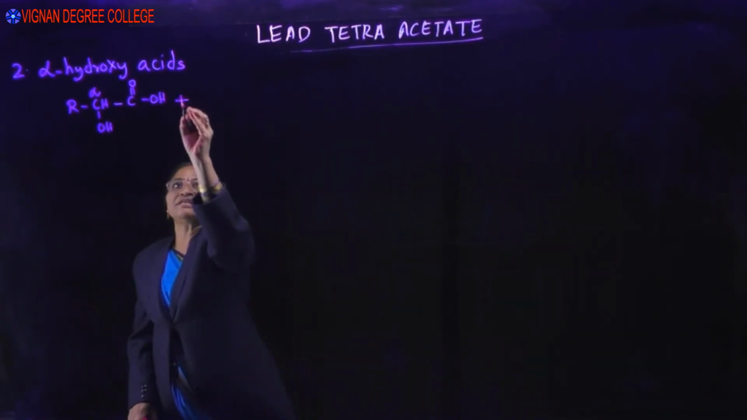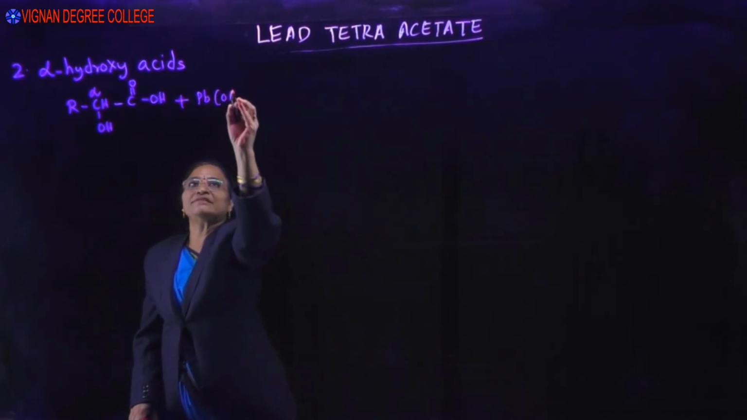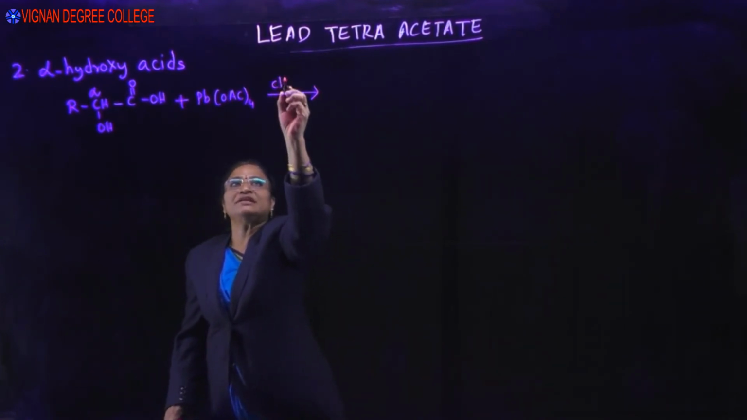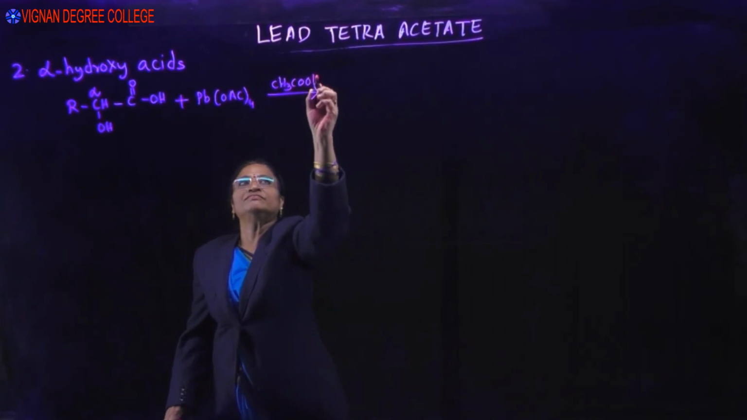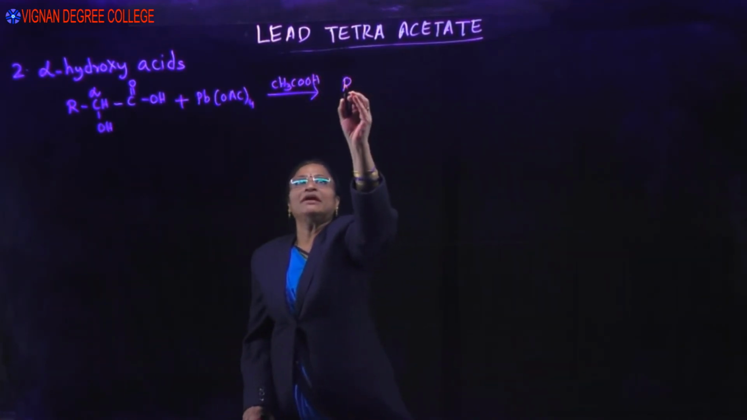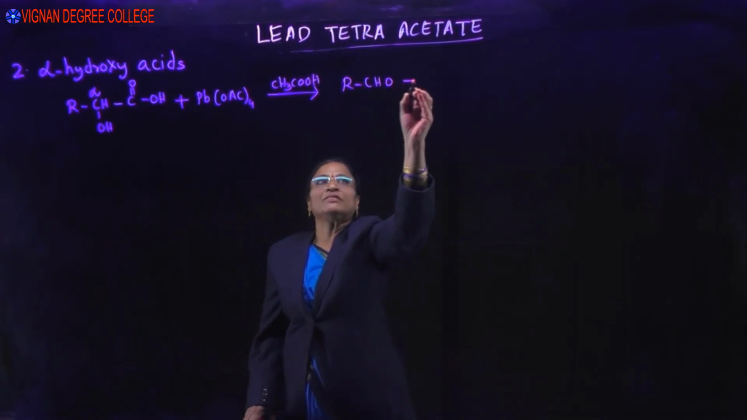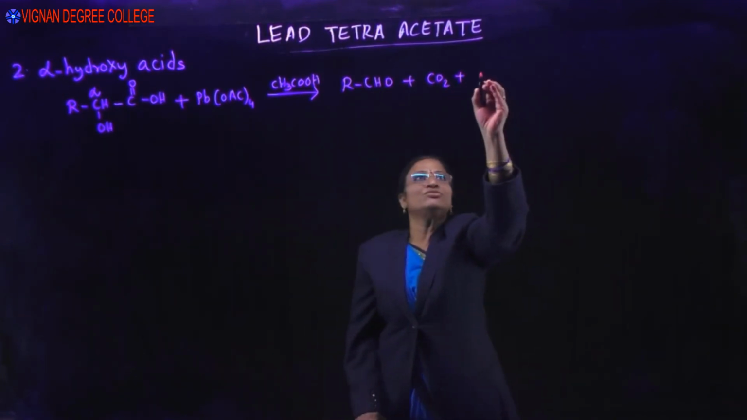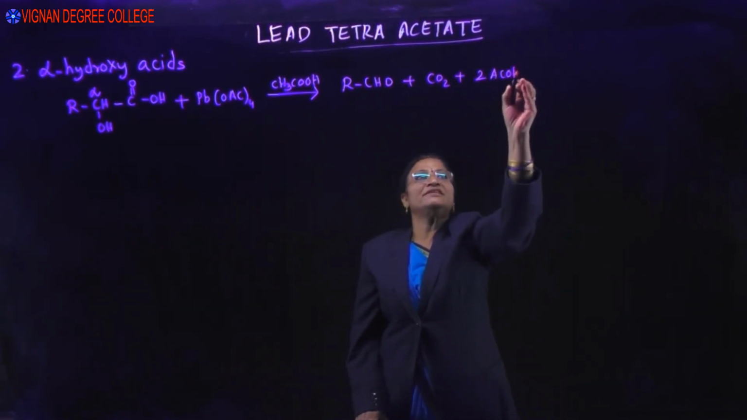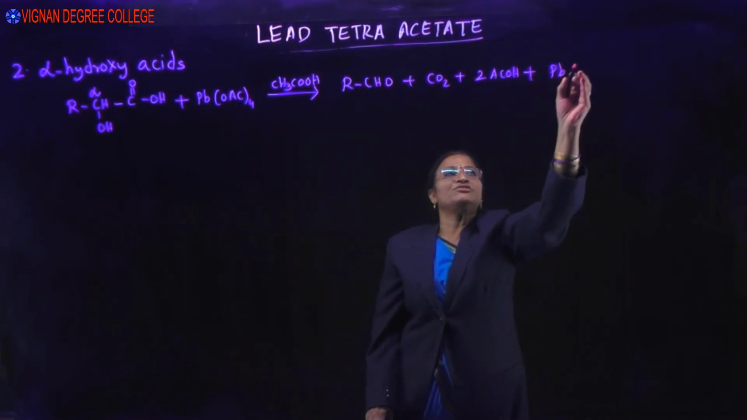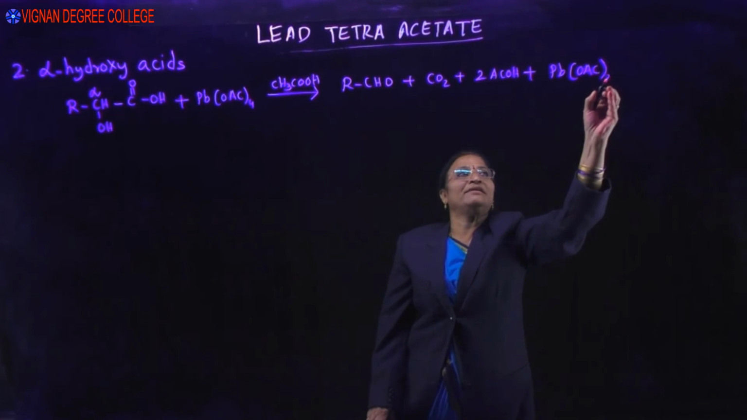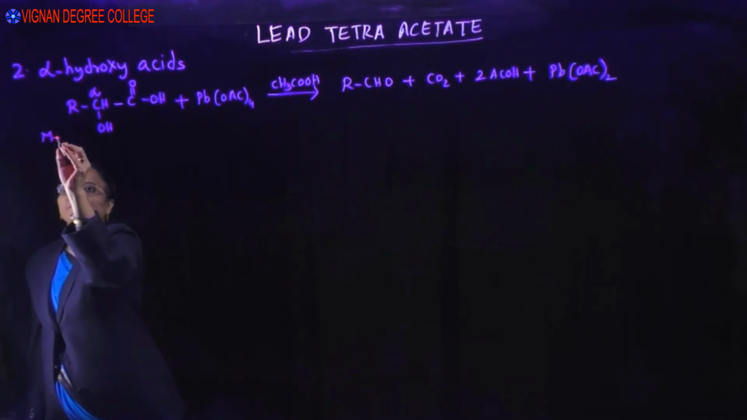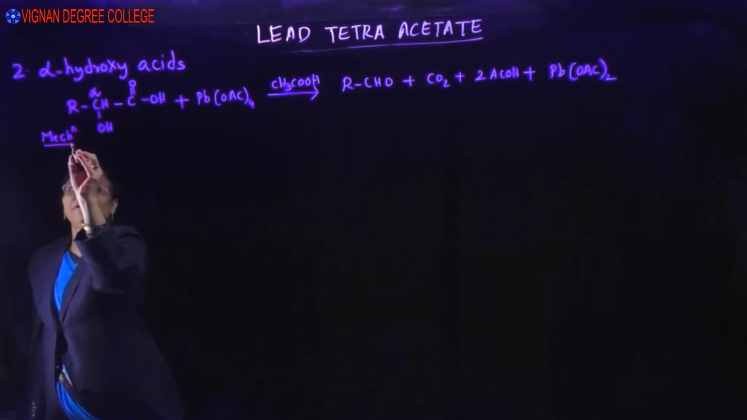So, alpha hydroxy acids, when treated with lead tetraacetate in presence of glacial acetic acid as a solvent, the product formed will be an aldehyde with the liberation of carbon dioxide and 2 molecules of acetic acid, and the lead being reduced to 2 plus forming lead diacetate.